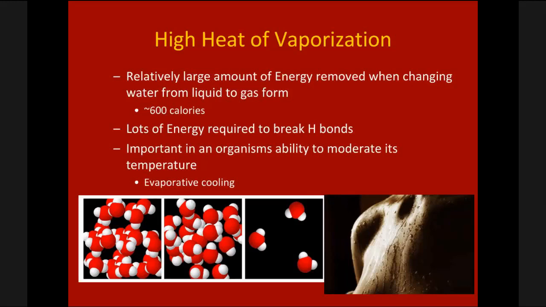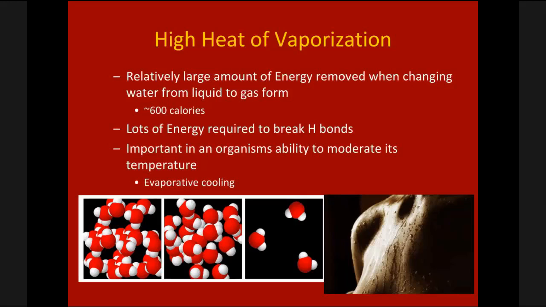How do we get rid of it? What happens when you work out? You sweat, right? So that you can use that extra heat energy and waste it, dump it, by using it to break hydrogen bonds in water and vaporizing it. That process is energetically expensive. So if you have extra heat energy to dump, you can get rid of it by using it to break hydrogen bonds. We call this evaporative cooling. That's the biological significance of high heat of vaporization.